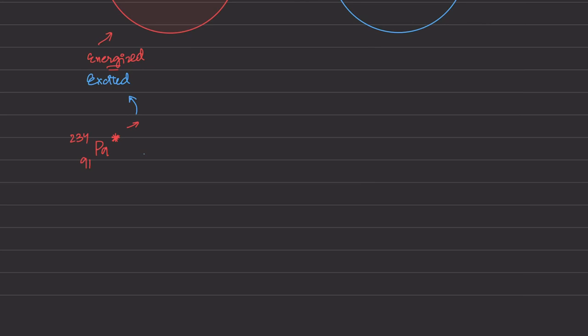Now what happens when it goes under gamma emission? It will lose nothing in terms of the mass, right? No mass is going to go away. It's going to remain like that only. Rather, this was previously in its excited state. Now it's just not, because it has kicked out that excessive energy which was there.